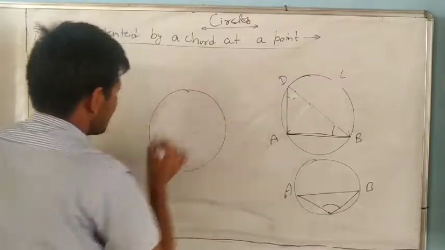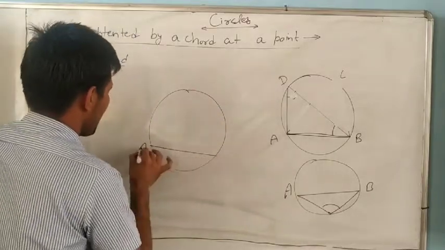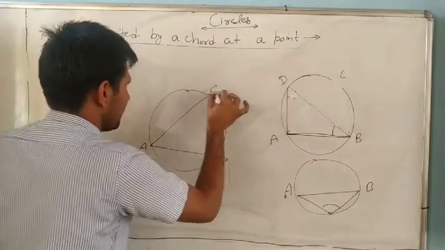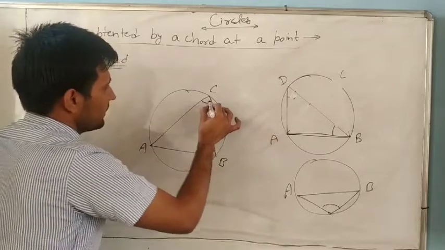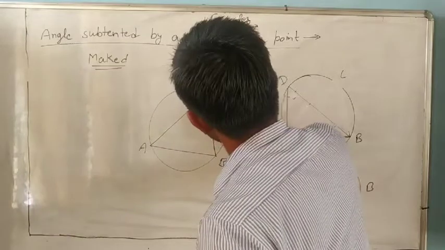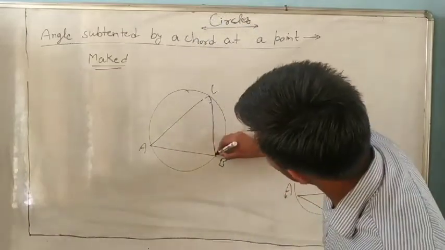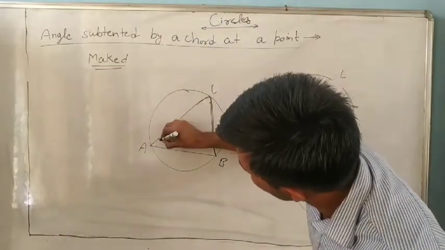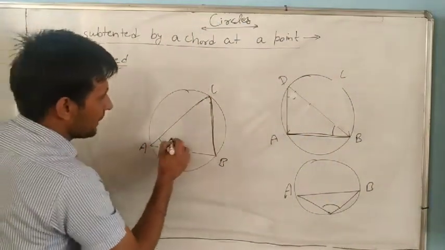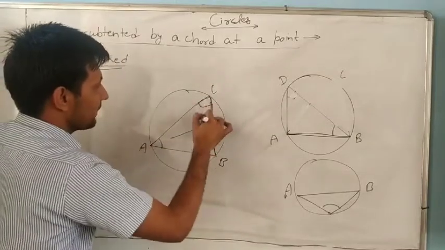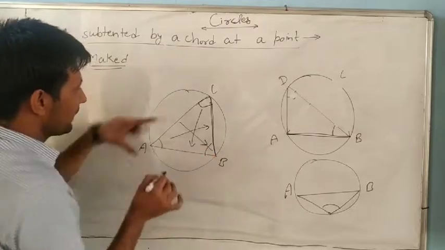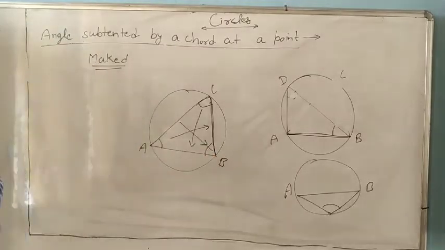Like this one, I am saying it is AB. So the angle made by AB is how much? Suppose this one, angle C. Angle made by chord AB is C. And same as it, if I ask you how much angle is made by BC, so BC makes angle A. Angle A is made by BC, angle C is made by AB, and angle B is made by chord AC. So it is called the angle subtended.